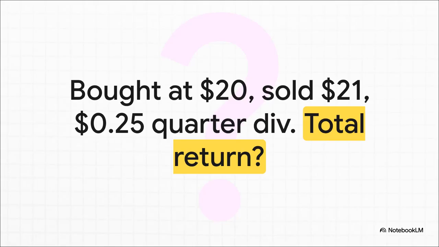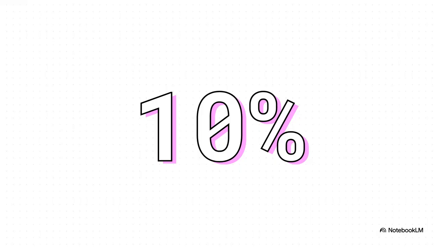All right, scenario 3. This is the final boss question. You purchased 100 shares of XYZ stock 1 year ago for $20 per share. You just sold those shares for $21 per share. Over the course of the year, XYZ paid a $0.25 quarterly dividend. What is the total return? Take a deep breath and combine everything we've learned today. The ultimate answer is 10%.